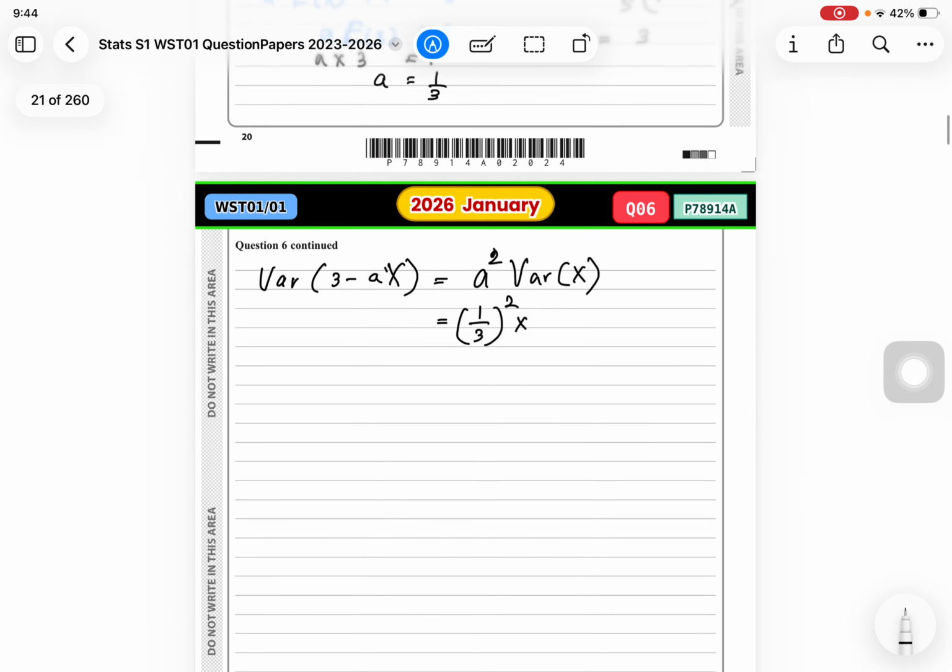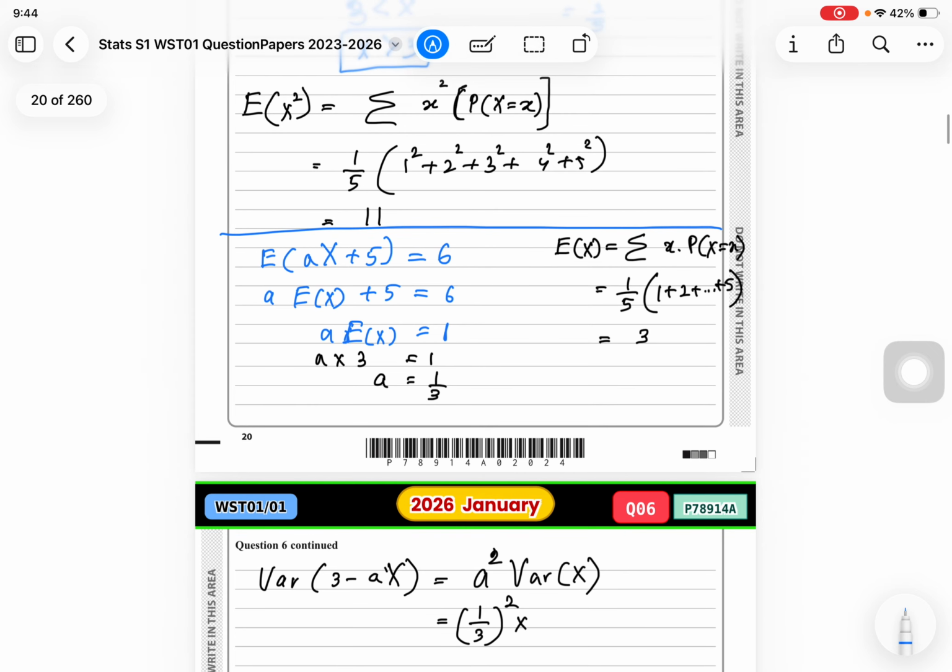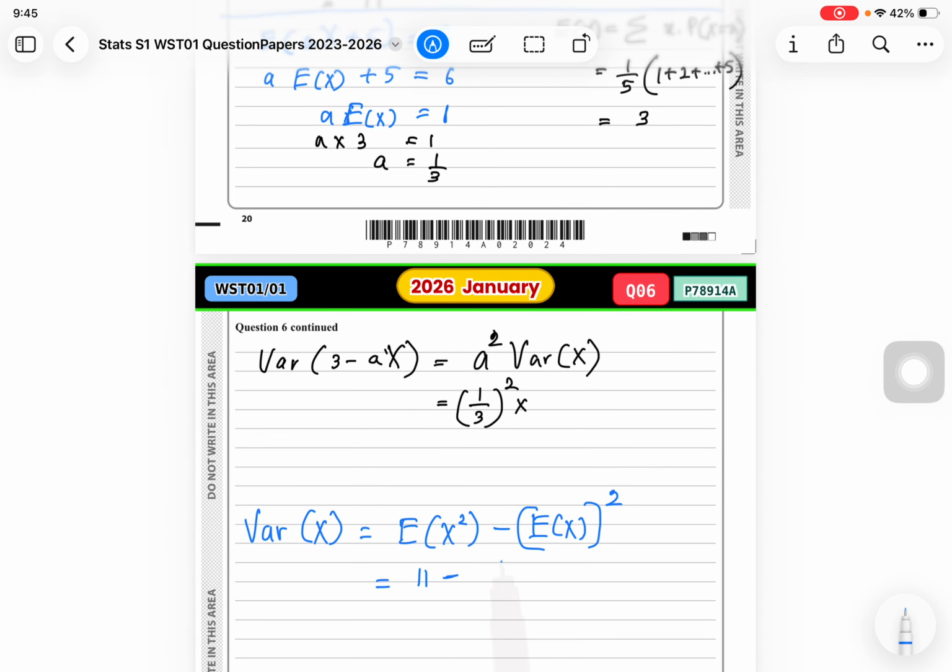Let me do that in another place. Variance would be E(X squared) minus E(X) whole thing squared. We got 11 here. 11 minus 3 squared, which is 2. Okay, we have 2 here. So the answer would be 2 divided by 3, not 3 because it's 3 squared, my bad. That's going to be 9. So these are the answers that we have.